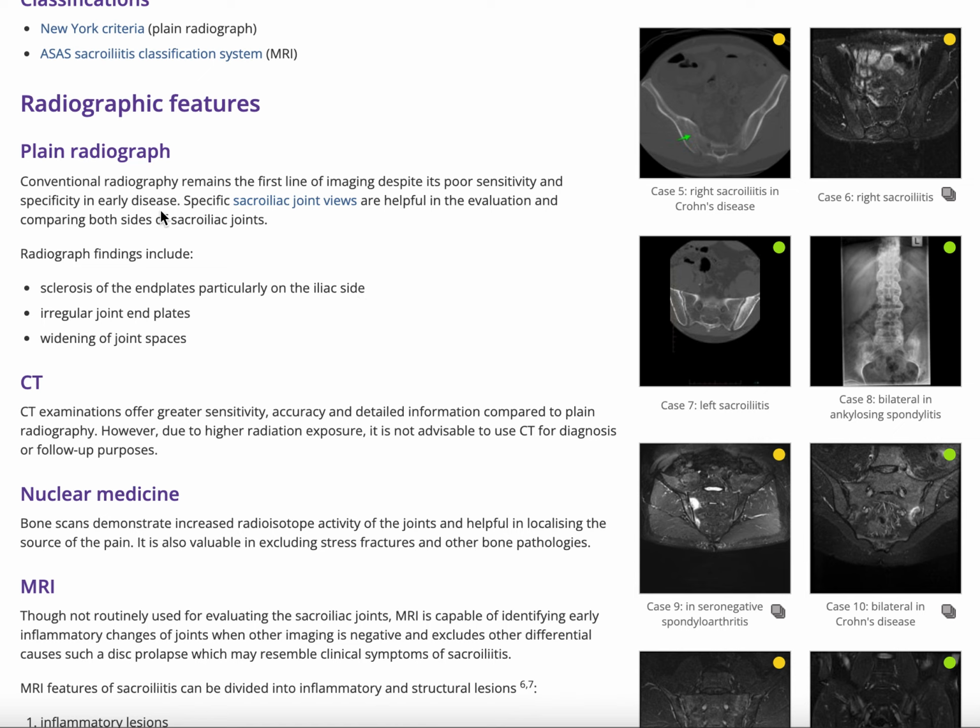Inflammatory lesions include marrow edema, the first to appear, with high signal on water-sensitive sequences. The next one is synovitis and capsulitis. It's a thickening and contrast enhancement of the synovium and joint capsule. Enthesitis. This is the thickening and contrast enhancement of ligaments and tendons at their attachments to bone.